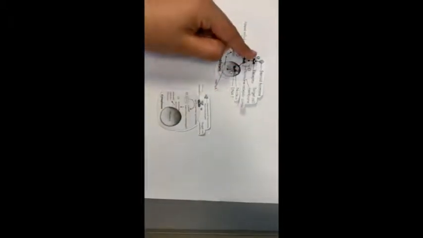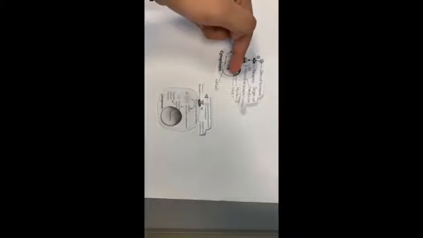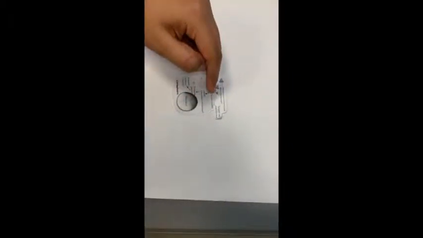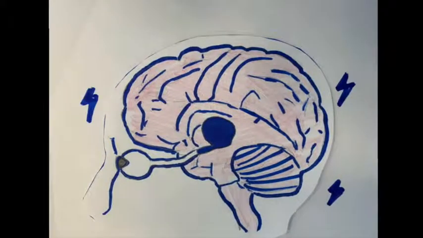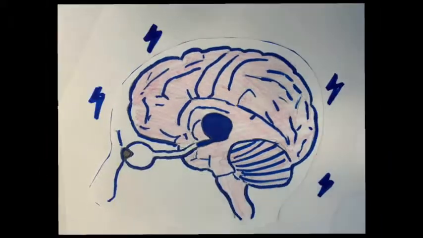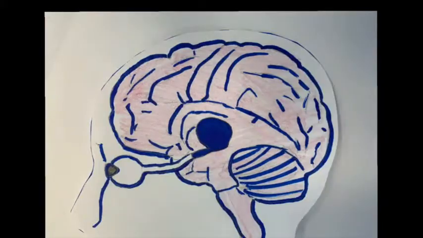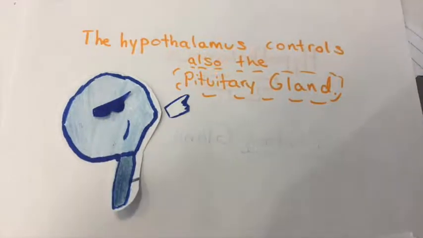There are two types of hormones: the steroid hormones and the non-steroid hormones. The steroid hormones enter the cell and change its DNA, and the non-steroid hormone doesn't even enter the cell. The hypothalamus is a link between the nervous and endocrine system. Here we are showing the hypothalamus and the hypophysis. This little guy controls the pituitary gland with hormones.